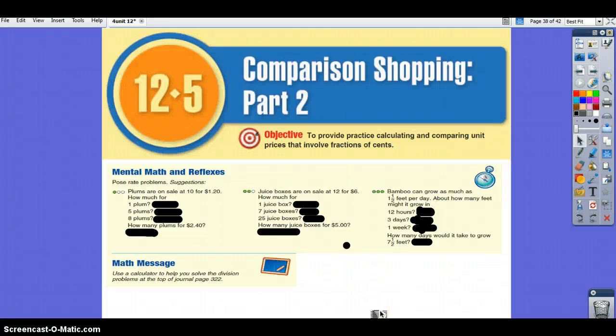12.5 Comparison Shopping Part 2. The objective is to provide you practice calculating and comparing unit prices that involve fractions of cents. So let's do some mental math and reflexes.